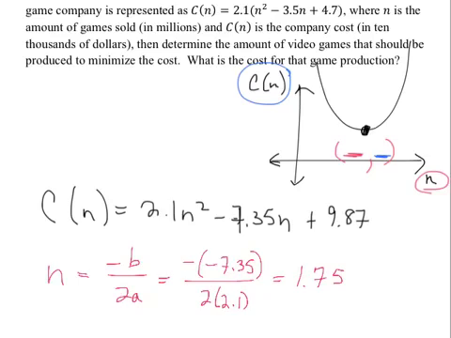Hey, that one's good. 1.75 is pretty easy. Great, right? I made the problem up. So, it's not 1.75 games. Games were in what? Games sold in? So 1.75 million games.